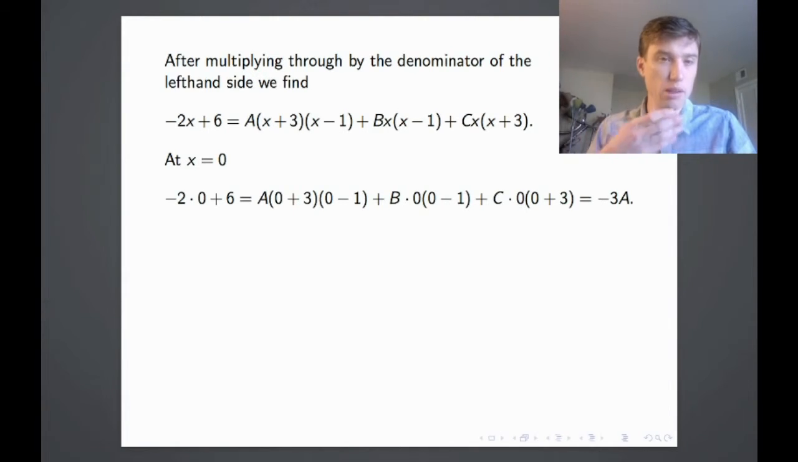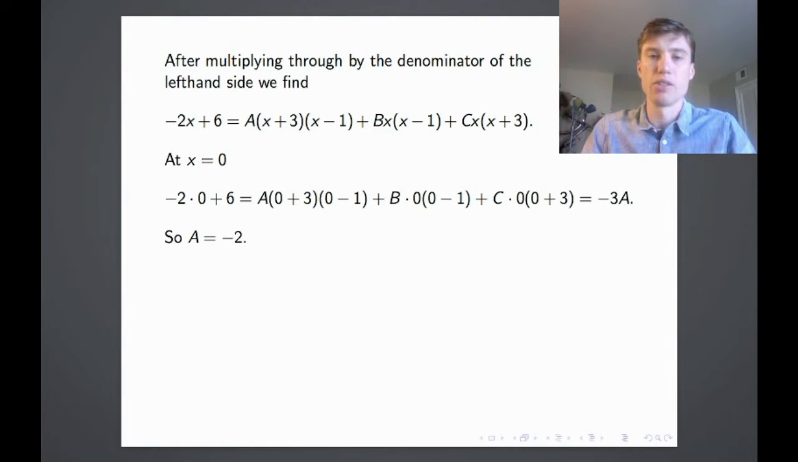So for example, if we plug in x equals 0, the term Bx times x minus 1 is equal to 0, and the term Cx times x plus 3 is equal to 0. However, A times x plus 3 times x minus 1 is not. So by plugging in x equals 0, we can find the constant A. In this case, the left-hand side is equal to 6, and the right-hand side is equal to negative 3A. So dividing by negative 3, we find that A is equal to negative 2.